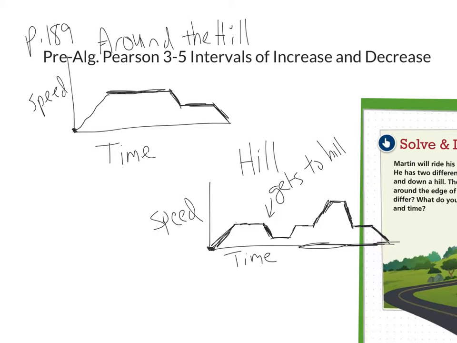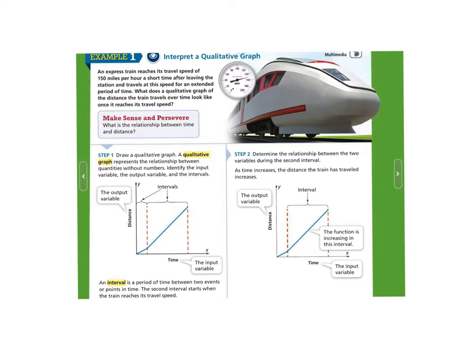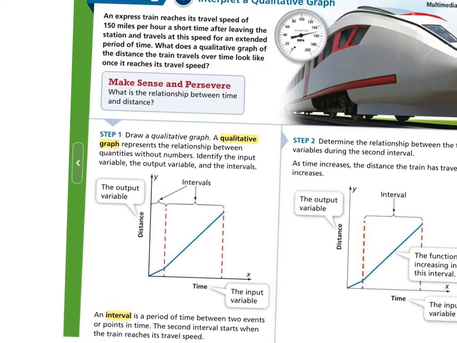Okay, so again, that's just kind of a sketch of what's happening, and that's one of the things we'll be looking at in this lesson. So example 1, an express train reaches its travel speed of 150 miles per hour a short time after leaving the station and travels this speed for an extended period of time. What does the qualitative graph of the distance the train travels over time look like once it reaches its travel speed?